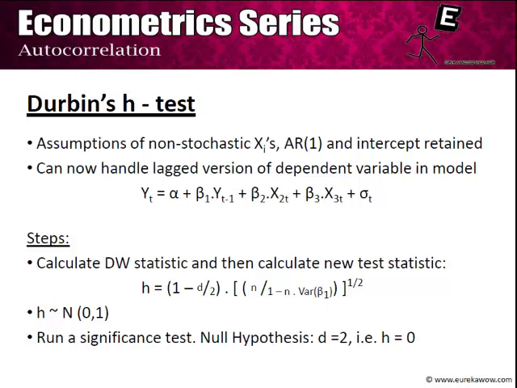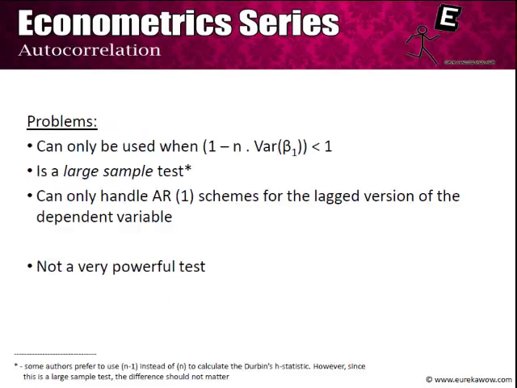Hence we run a simple significance test with the null hypothesis that d equal to 2, that is h equal to 0. Hence the null hypothesis is that there is no autocorrelation, and if we are able to reject the null hypothesis given our value of h, then we can conclude that there is evidence of autocorrelation. Durbin's h statistic also suffers from certain problems, and its limitations are given here.